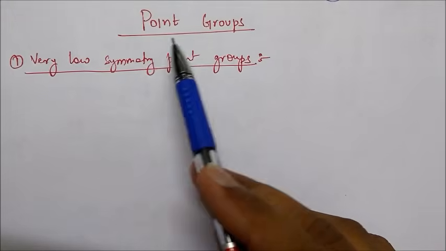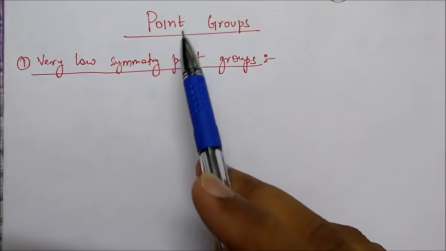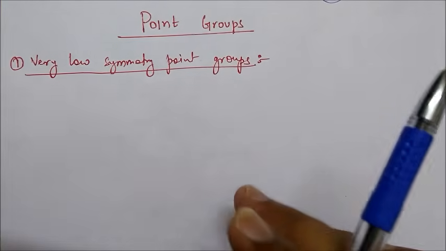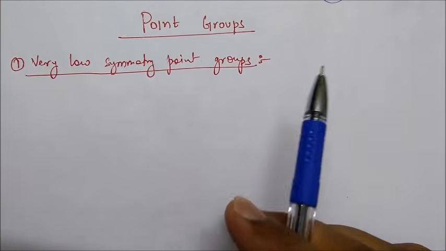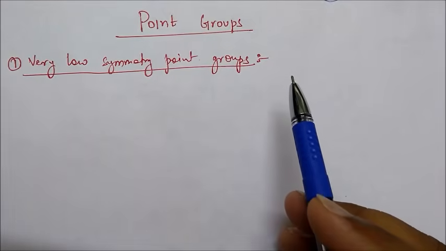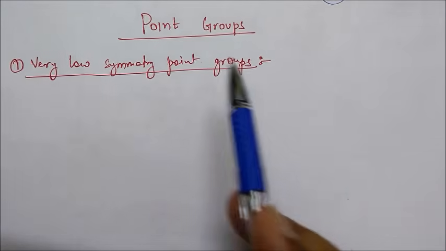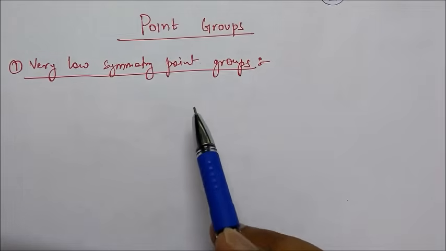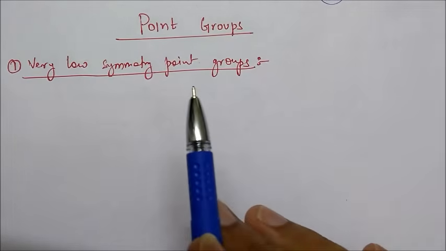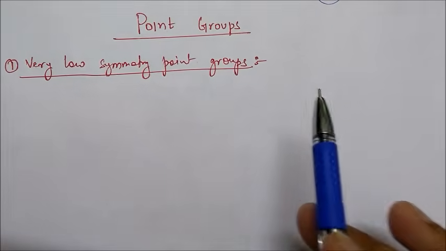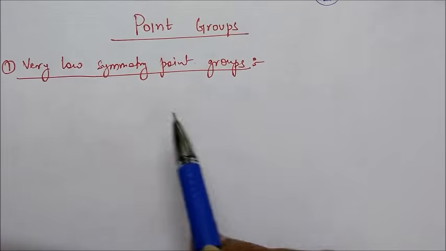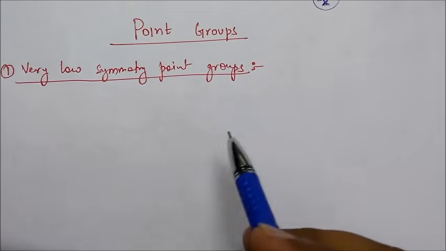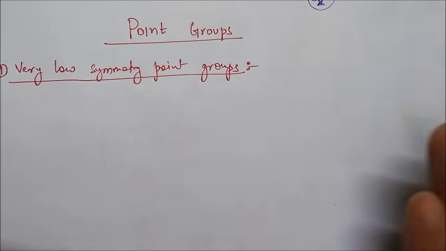So let's now understand what point groups are. A point group is a collection of all symmetry operations that can be carried out on a molecule belonging to that group. That means if I have a molecule which belongs to the point group C2V, then all the operations corresponding to the C2V point group can be operated on those molecules.